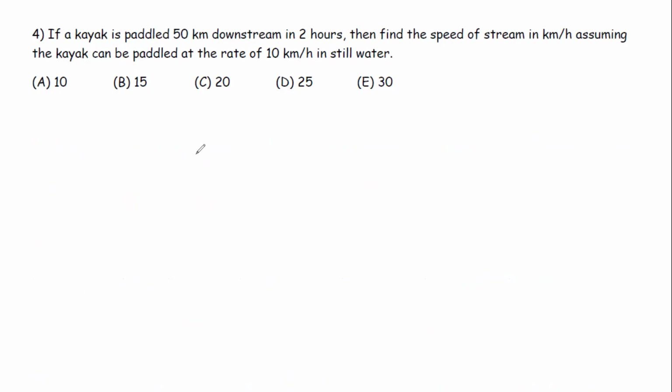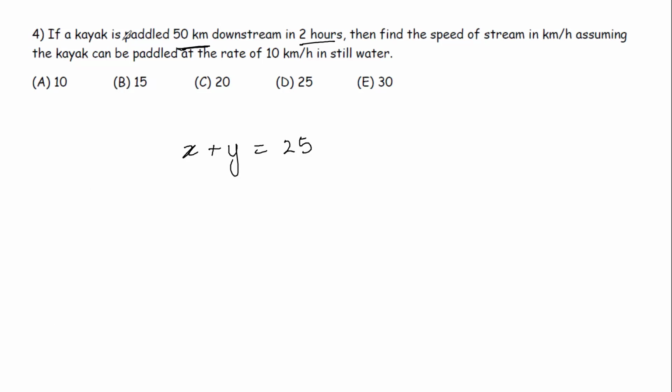So the kayak is paddled 50 kilometers downstream. We don't know the speed of the kayak. We know that X plus Y is 50 kilometers downstream in 2 hours. So if you halve it to 1 hour, then we get 25 kilometers per hour. So downstream, X plus Y is 25.